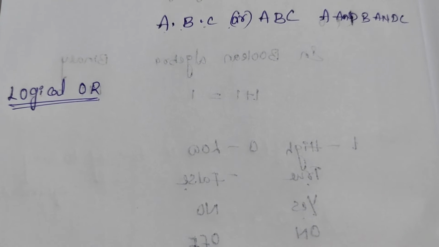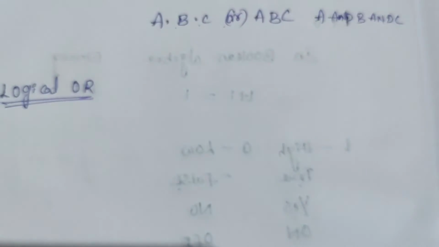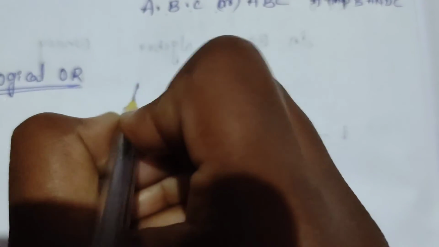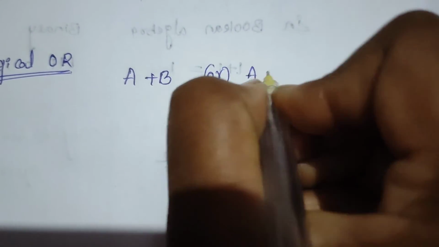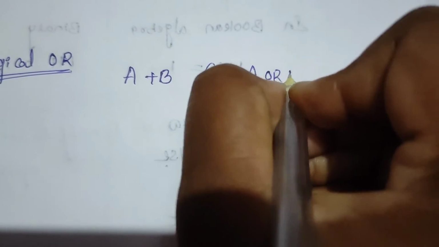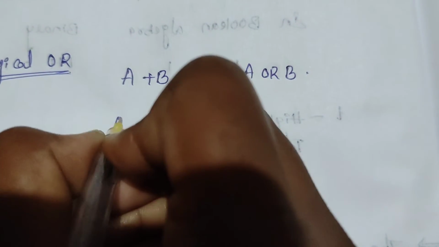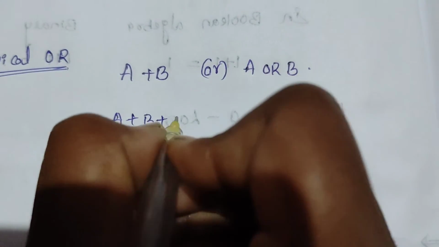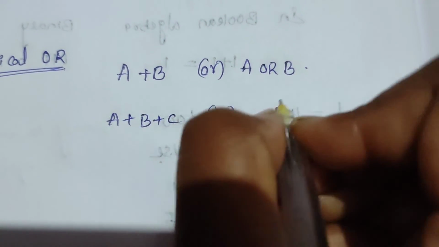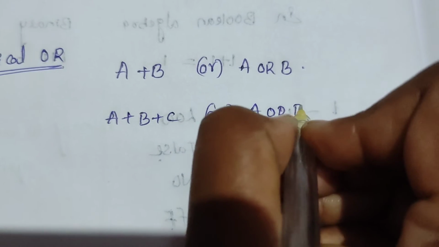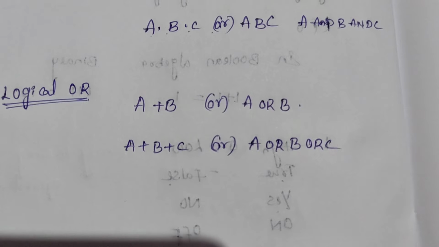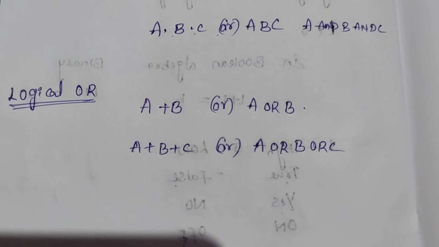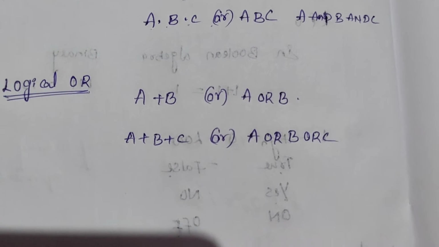Logical OR operation does the addition operation between the two variables. It can be denoted as a plus b or a or b. Similarly, with the three variables, a plus b plus c or a or b or c. This logical OR is used for addition operation between the variables.